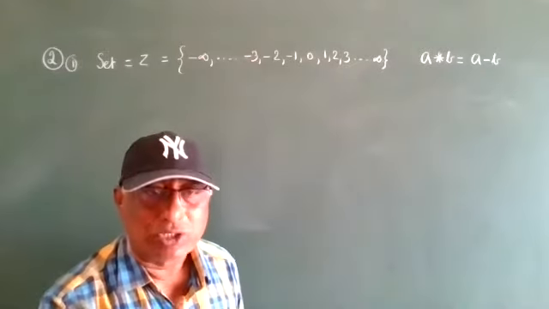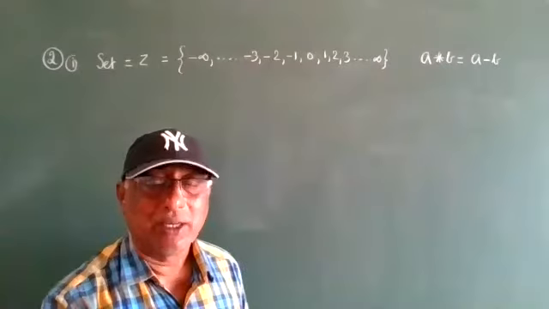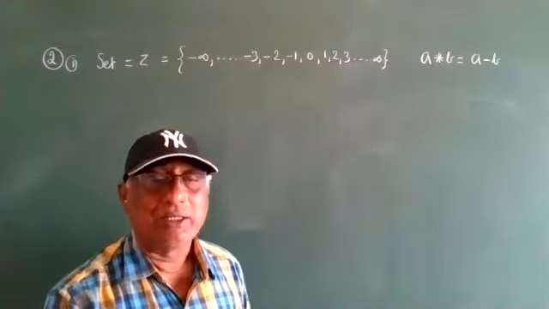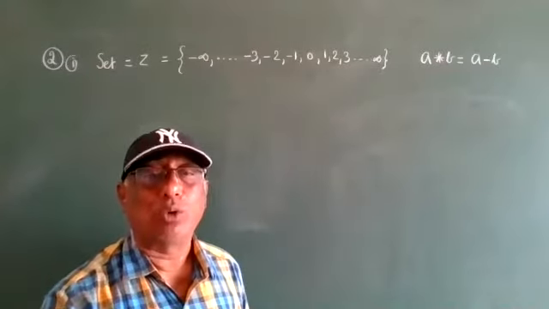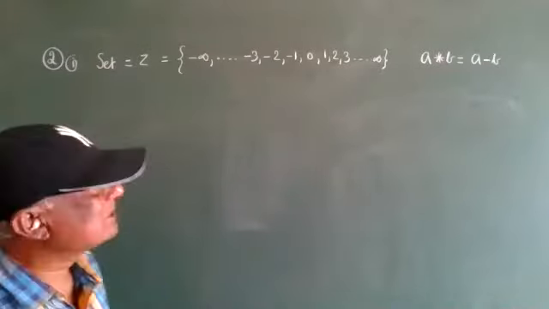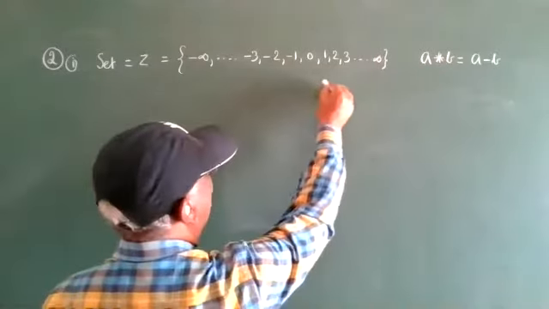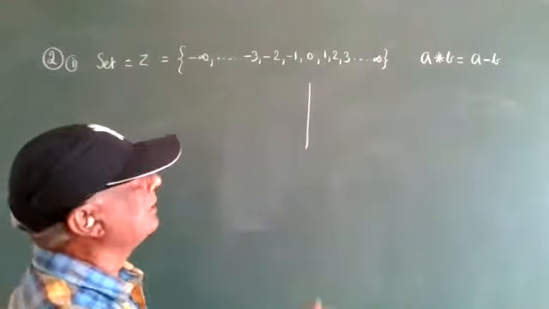We have to check the binary operation, the commutative law, and whether star is associative also. Three things we have to check. First, binary. Immediately binary, so take one example for binary. Any example you should take.